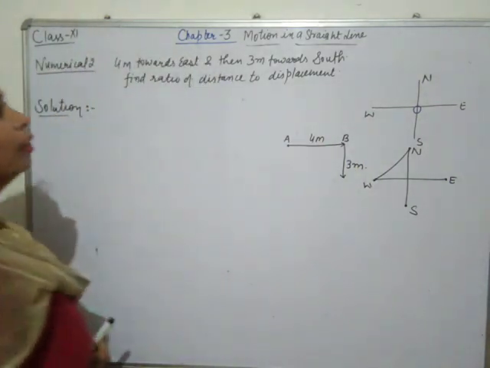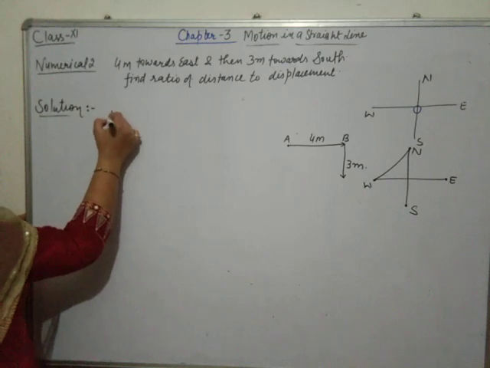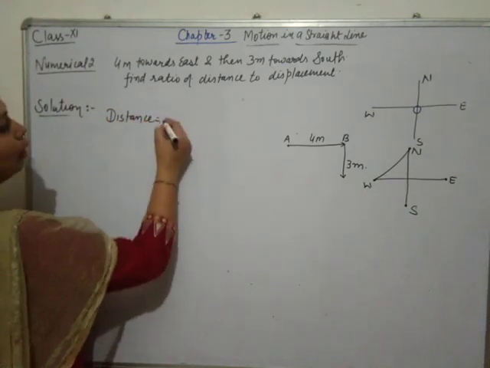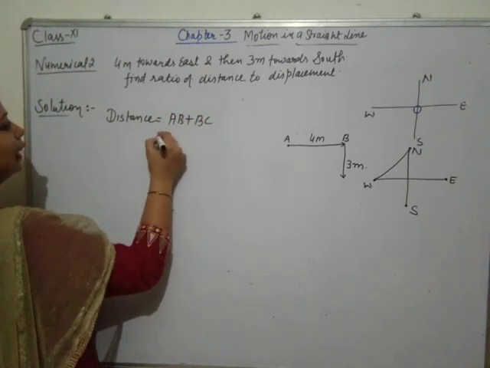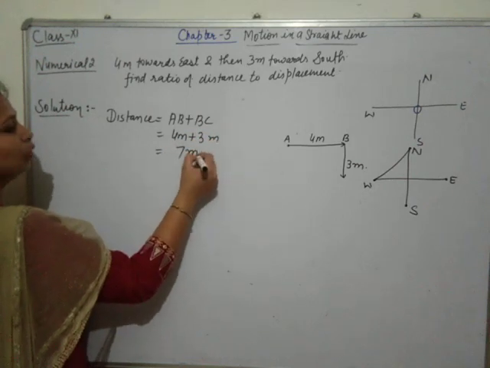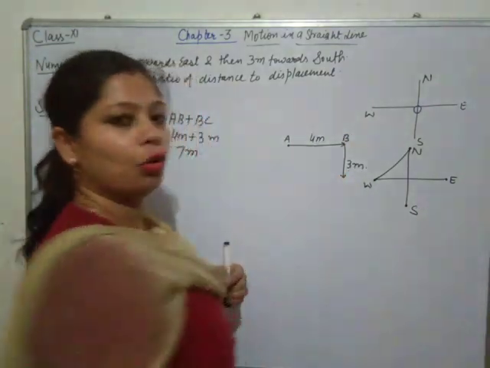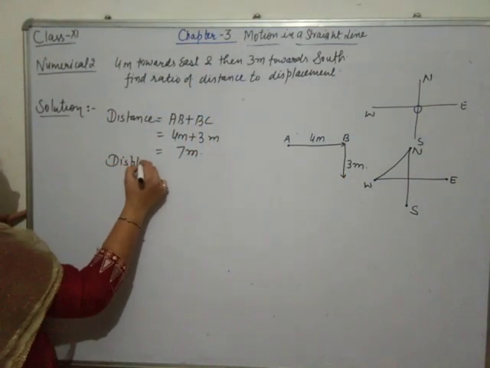We have to find out the ratio of distance to displacement. So first, distance. Distance is equal to total path length. Total path length means AB plus BC, that is equal to 4 meter plus 3 meter. 4 plus 3, that is equal to 7 meter. Because distance is a total, we have to add. Now what about displacement?